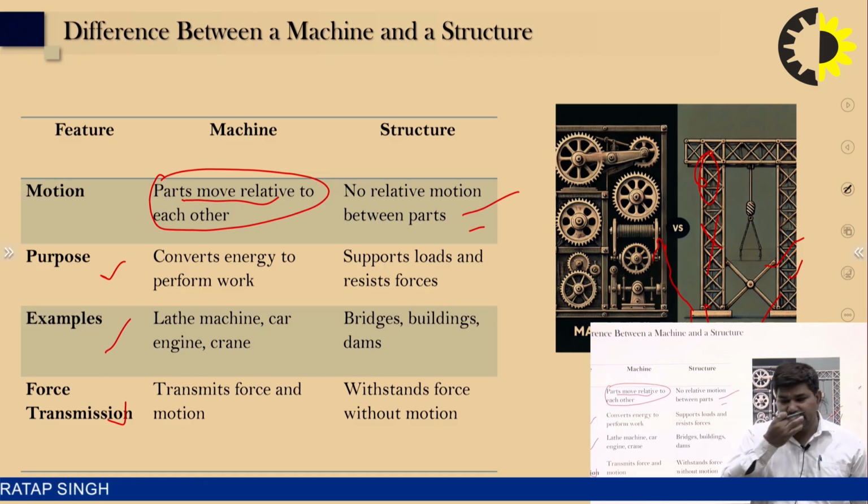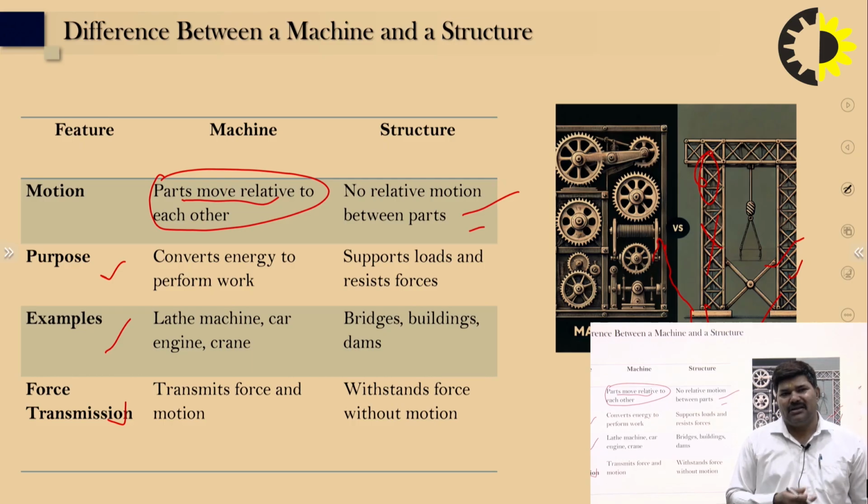Examples of machines are the lathe machine, car engine, and crane. Examples of structures are bridges, buildings and dams. As for force transmission, a machine transmits force and motion, but a structure withstands the force without motion.